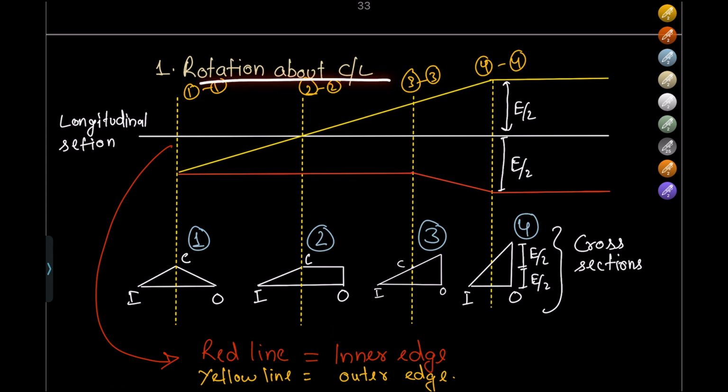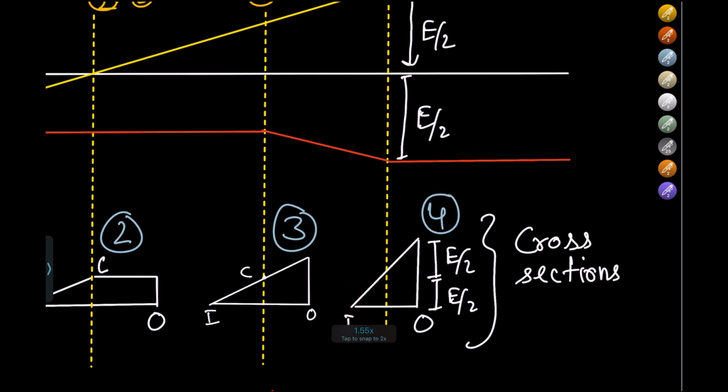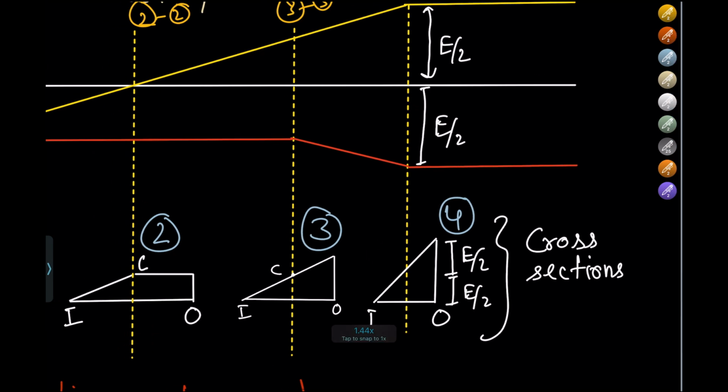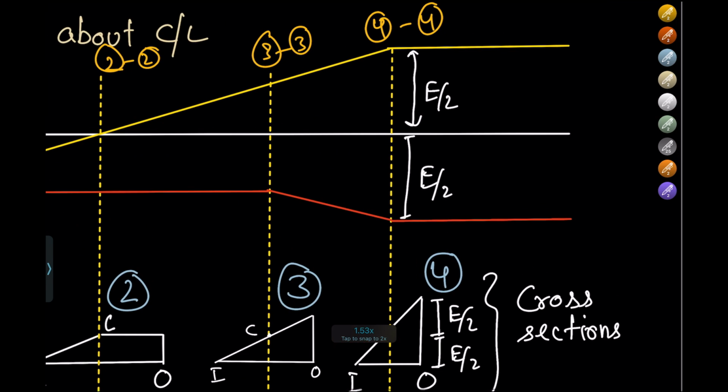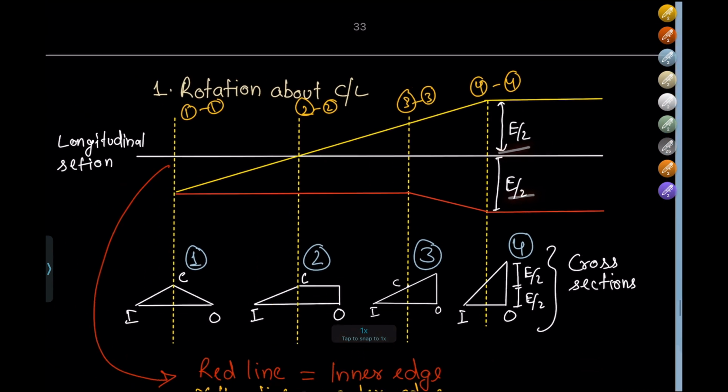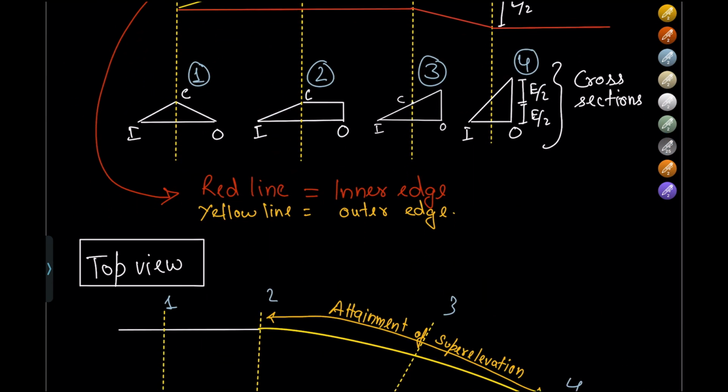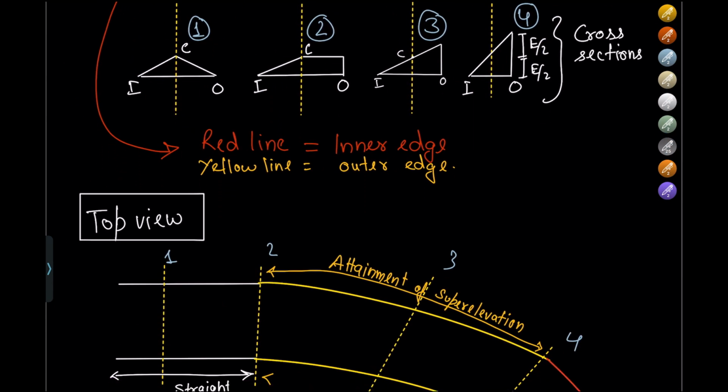The rotation about center line is represented here. So it is not rotated about the inner edge, it is rotated about the center line. That is why the center line is changing, or the horizontal alignment will change, right? The superelevation achieved would be E by 2 and E by 2 on both the sides, that is on the outer edge as well as the inner edge.